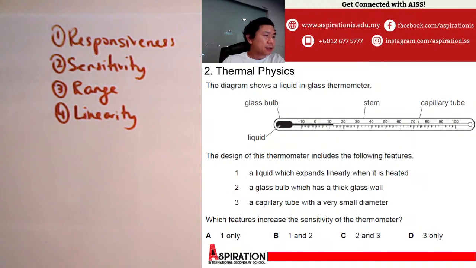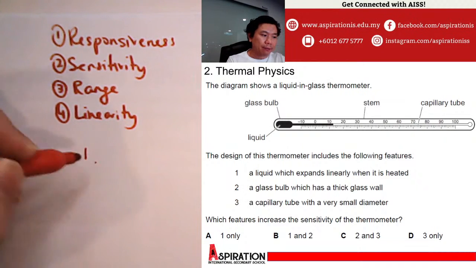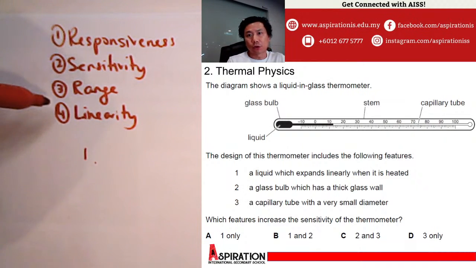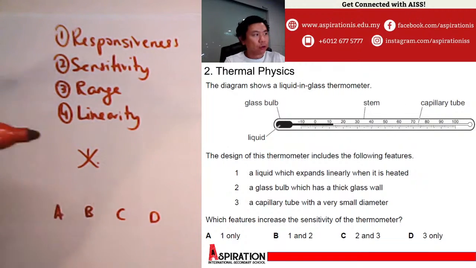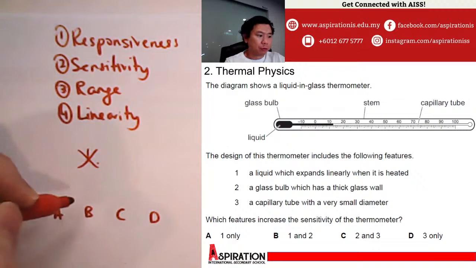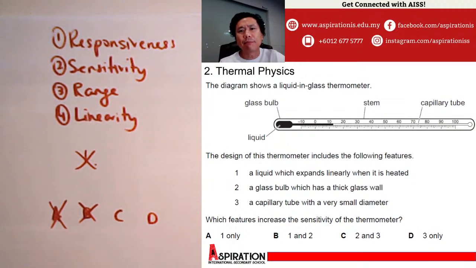Yes, very good, guys. So the answer to this question is number 3. Let's look at number 1. A liquid which expands linearly when heated. So for number 1, it's talking about linearity. It's not talking about sensitivity, right? So number 1 is not the answer. So look at the choice of answers that you have now. If number 1 is not the answer, definitely you have ruled out A and B. That's what I mean by you eliminate the answers that are definitely wrong.